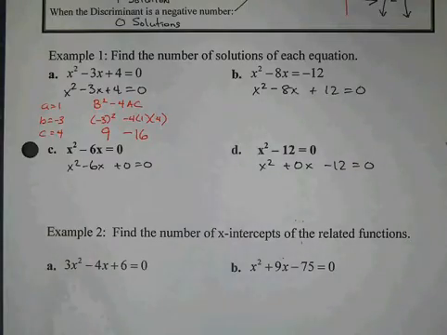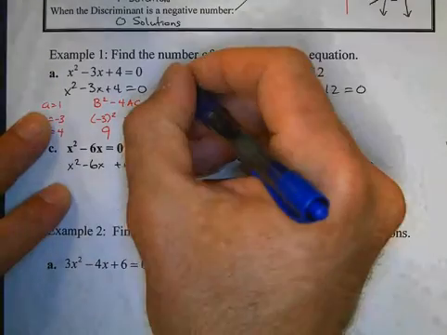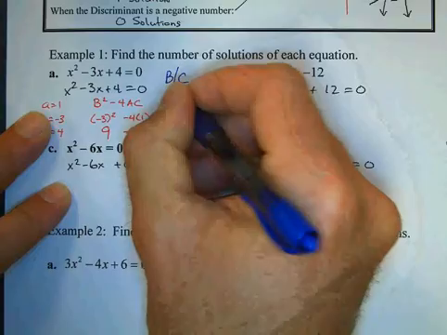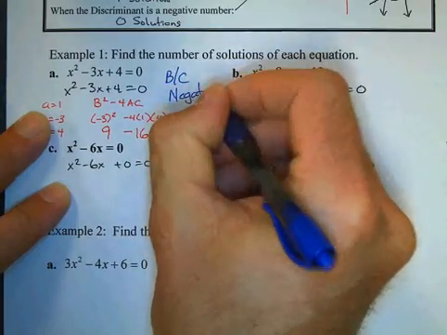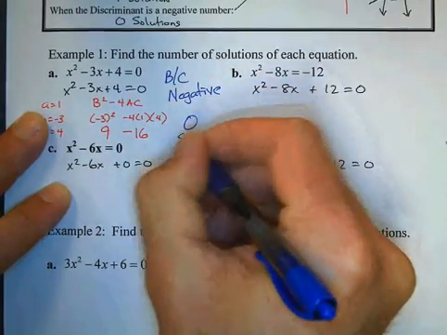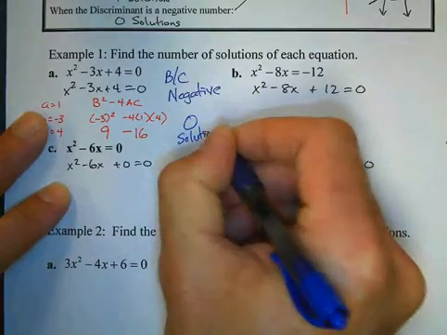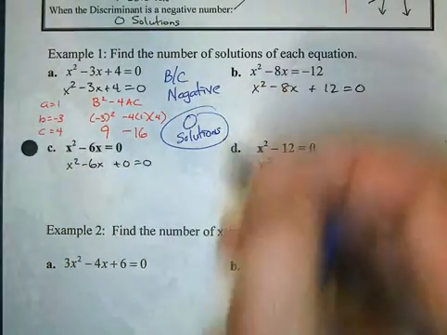So, because it's negative, 0 solutions. That was fast. I guess if you know it, you know it.